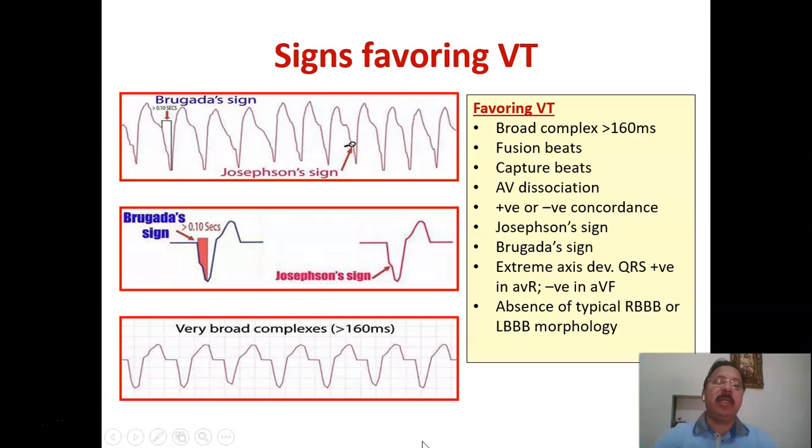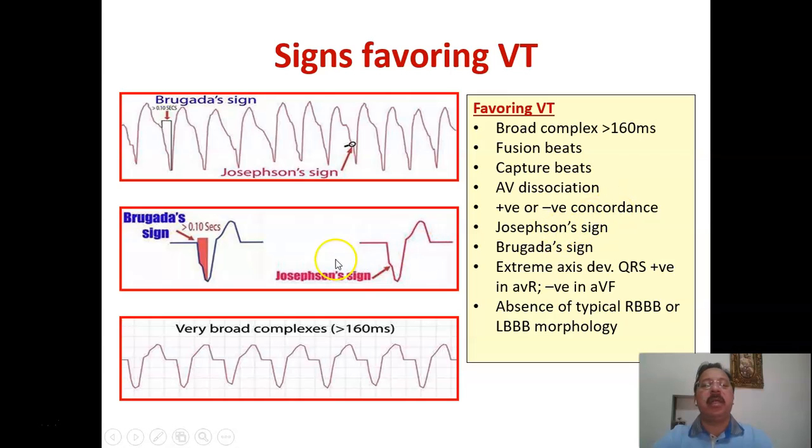So there are few signs which favor the ventricular tachycardia, and this comes in your board exams as the signs favoring the ventricular tachycardia. So QRS complexes are broad, usually more than 4 small boxes. You may see the fusion beats, capture beats, atrioventricular dissociation, and there may be positive or negative concordance.